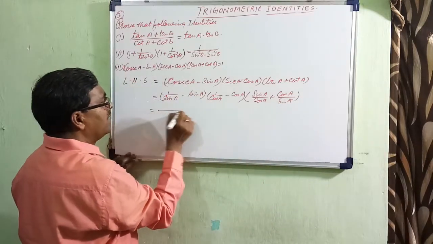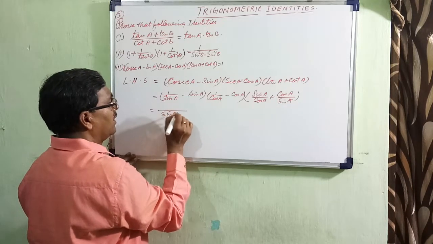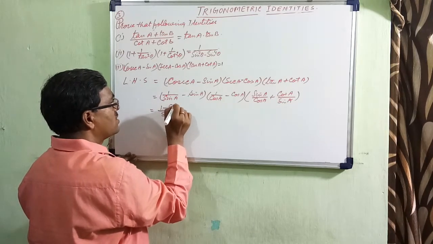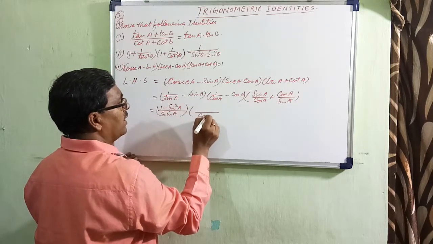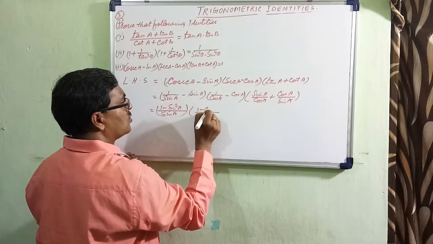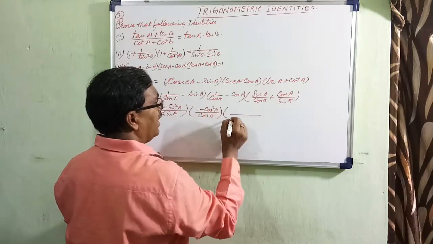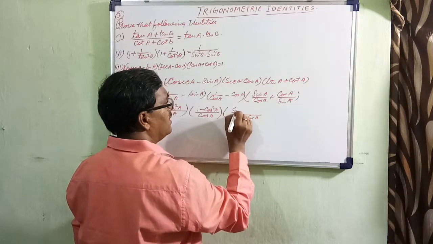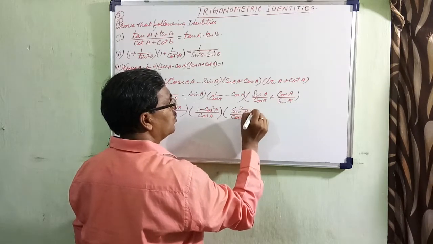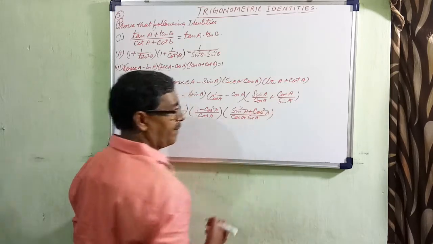Let us take the LCM in every bracket. Sine A into (1 minus sine square A), cos A into (1 minus cos square A), and here cos A into sine A, sine square A plus cos square A.